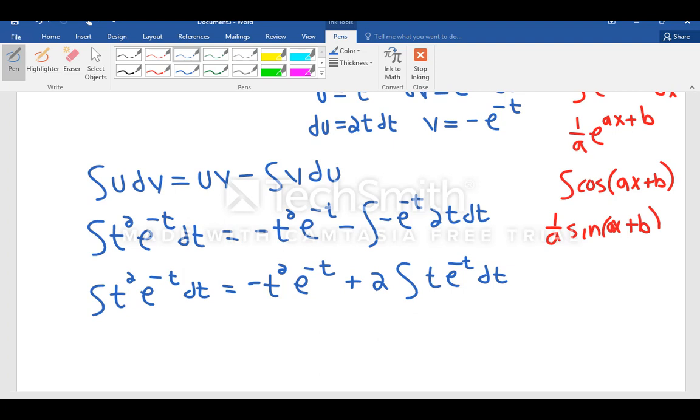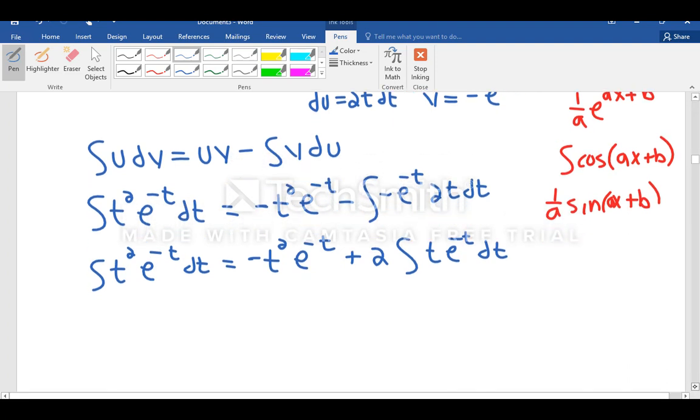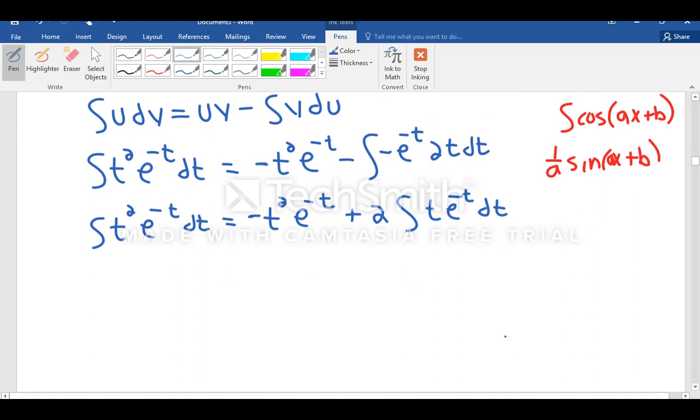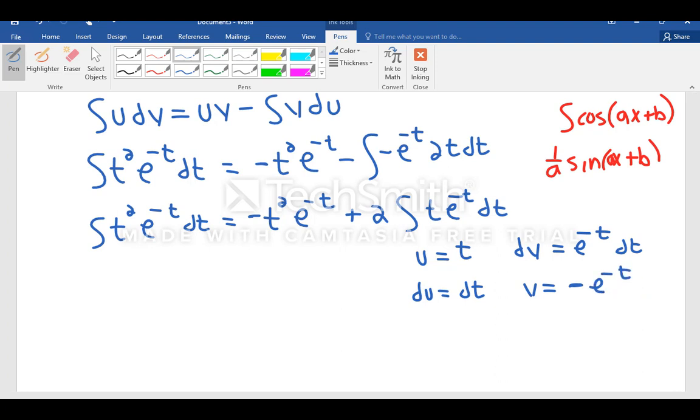Now when I look at the secondary integral, it still has the form of a product of an algebraic times an exponential. So I'm actually going to have to do by parts a second time here. Again, I have an algebraic which takes precedence over e to the negative t when I'm choosing my u term. So I'm going to choose u to be the algebraic, and dv to equal the exponential term. So I'm going to differentiate the u term. The derivative of t is 1, times dt, and then I'm going to integrate and get negative e to the negative t from my dv term.